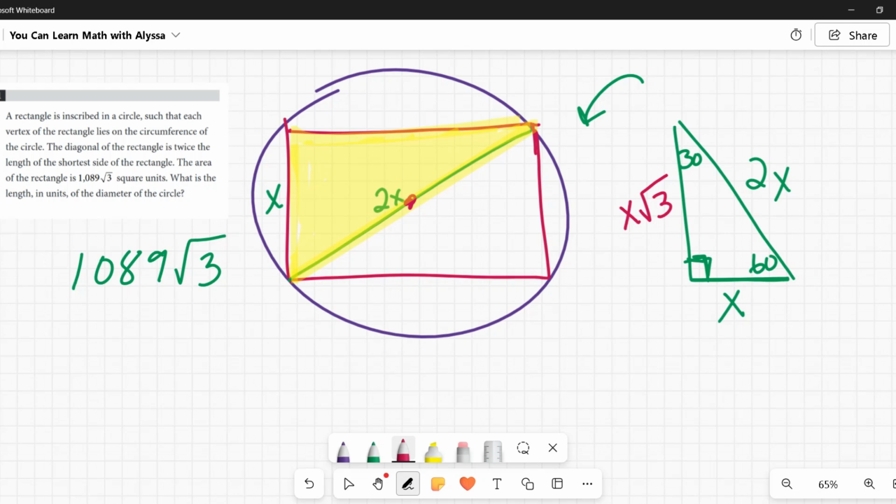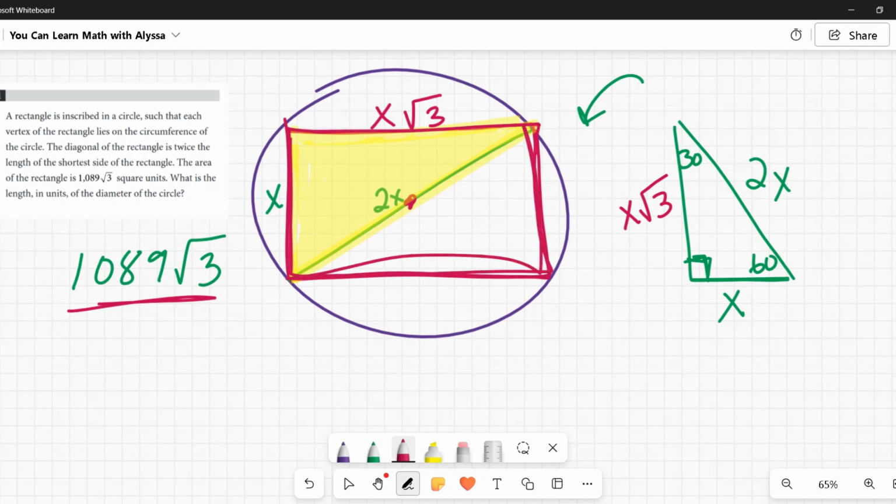Okay, so x times the square root of 3. So I'm going to write that over here. This side is x times the square root of 3. And we're told the area is this 1089 square root of 3. So what would area be for this triangle? Excuse me, not the triangle, the rectangle. The area of the rectangle is going to be length times width. And now I know my length and my width. It is x and x square root of 3.